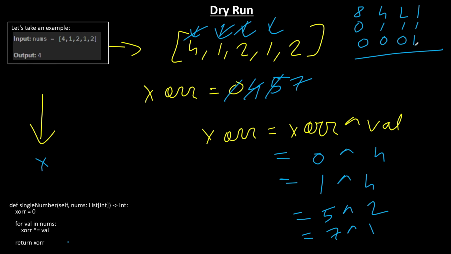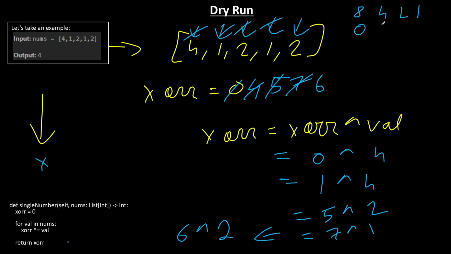So 1, 1, 1 XOR 0, 0, 1 will give me 1, 1, 0. So what I have now is 6 with me. So after that, again, we will do the XOR. 6 XOR will be done with 2. 6 is represented this way, and 2 is represented this way. So the similar bits give 0.